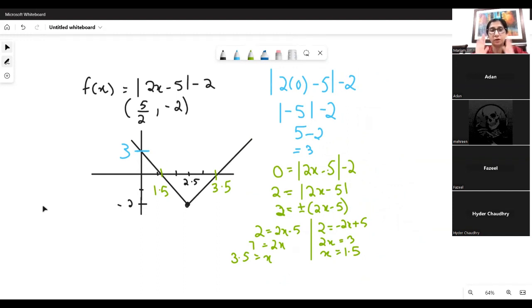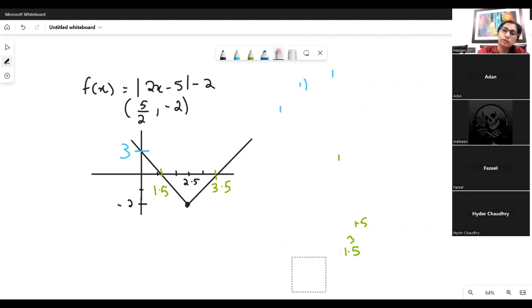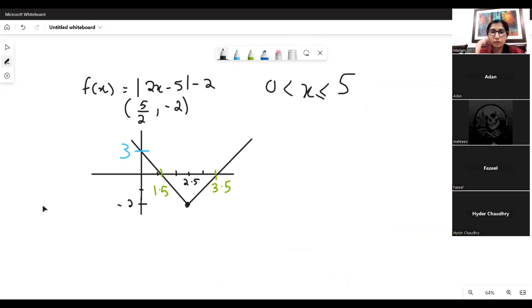If you're done with this, now I'm going to slightly change the question and give you a domain. You'll have to sketch the graph and then also state the range for that given domain. Let's say the given domain is x is between 0 and less than or equal to 5. So 0 पे तो sketch किया हुआ है हमने, अब 5 तक sketch करना है.